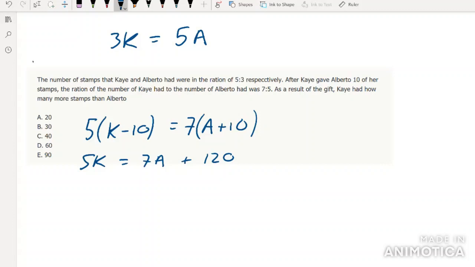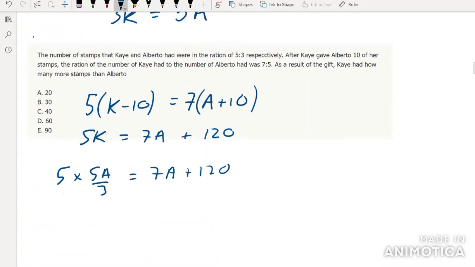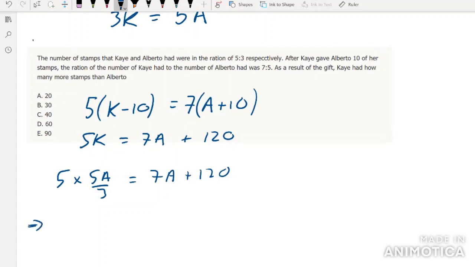We can say that K is 5A over 3. So 5 times 5A over 3 equals 7A plus 120. Remember, these are 700 to 800 level questions, so they're meant to be hard. 25A over 3. That's not seeming right. Yeah, no, it is. 25A over 3 minus 21A over 3, because that's 7A. So that's 4A over 3 equals 120.